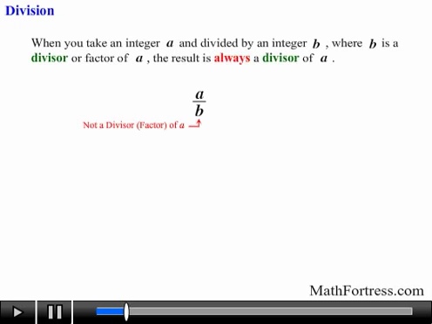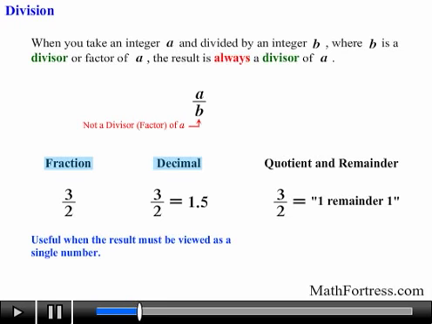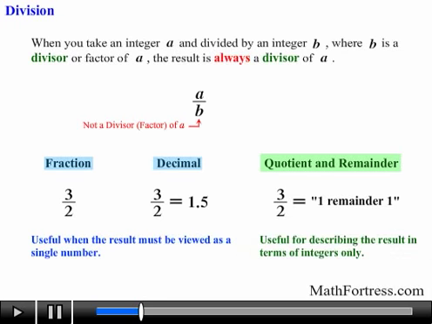In this case, the result can be viewed in three different ways. It can be viewed as a fraction, as a decimal, or the result can be viewed as a quotient with a remainder, where both the quotient and remainder are integers. Fractions and decimals are useful when the result must be viewed as a single number, while quotients with remainders are useful for describing the result in terms of integers only.